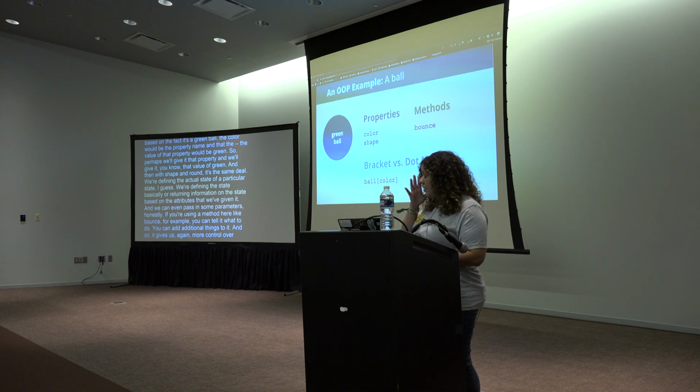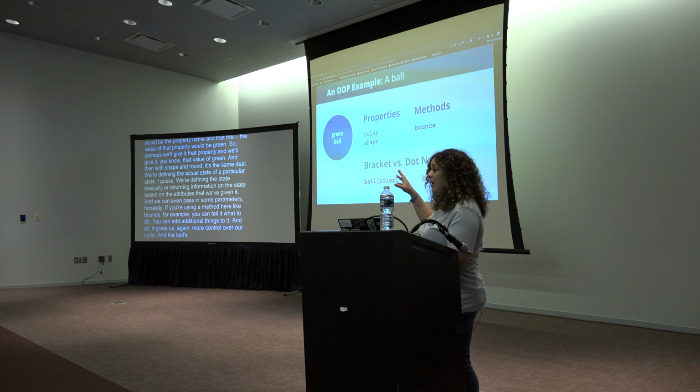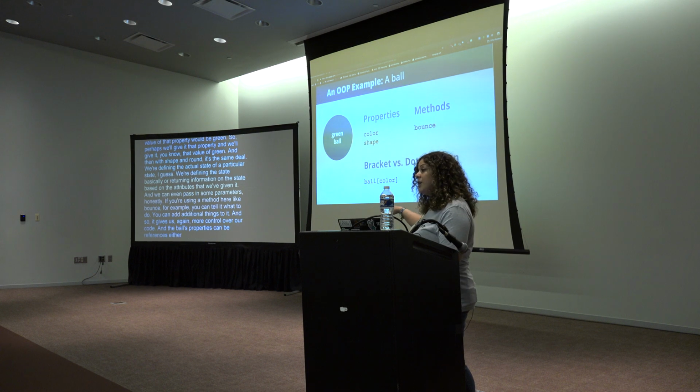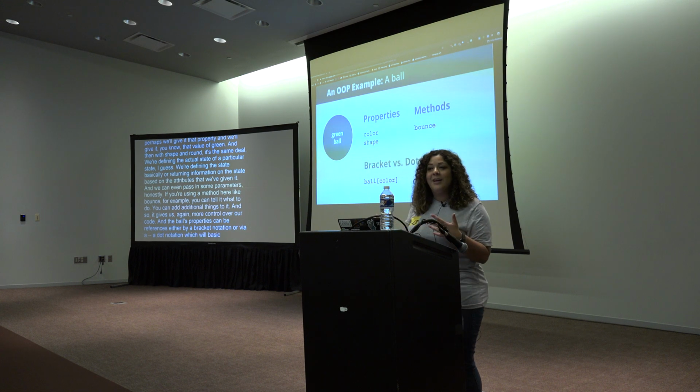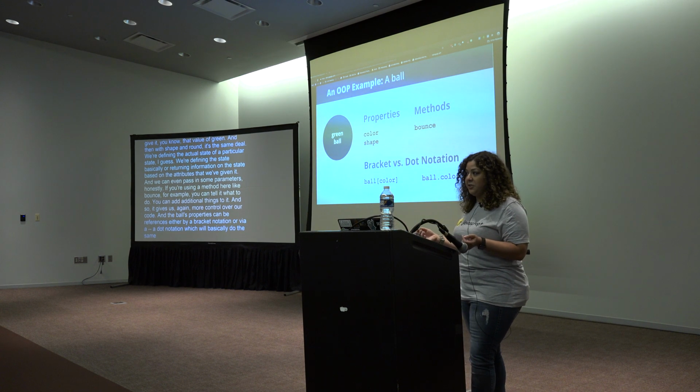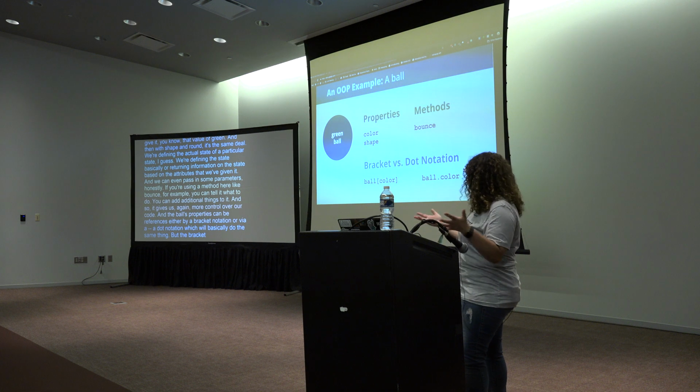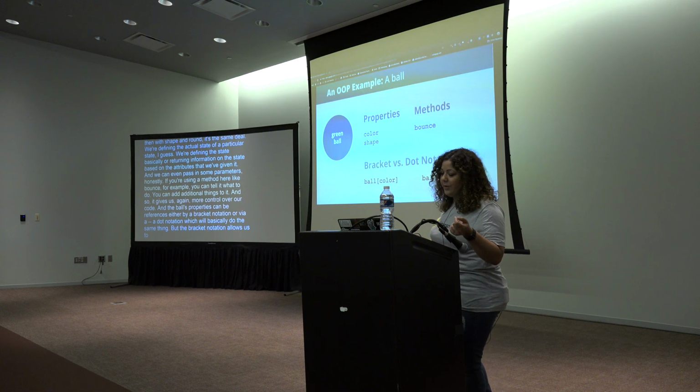And the ball's properties can be referenced either via a bracket notation or via a dot notation, which will both basically do the same thing, but the bracket notation allows us to use multi-word names. It gives us a little bit more control there too.